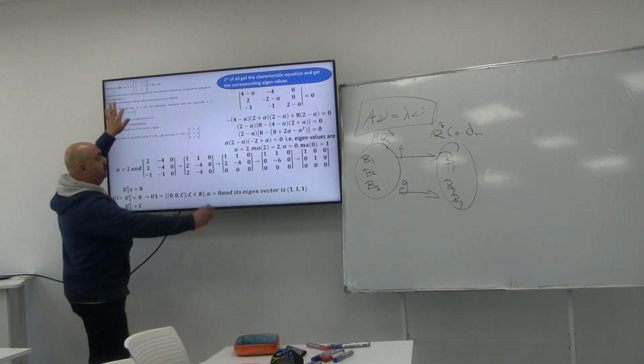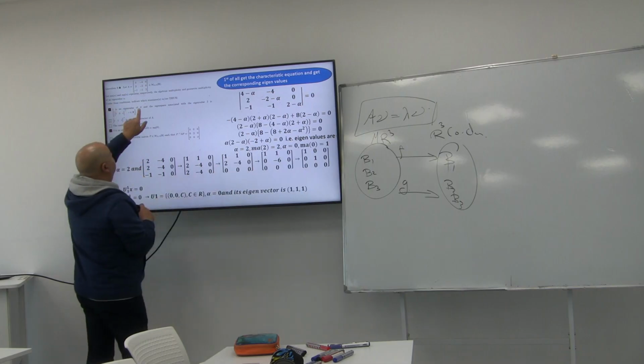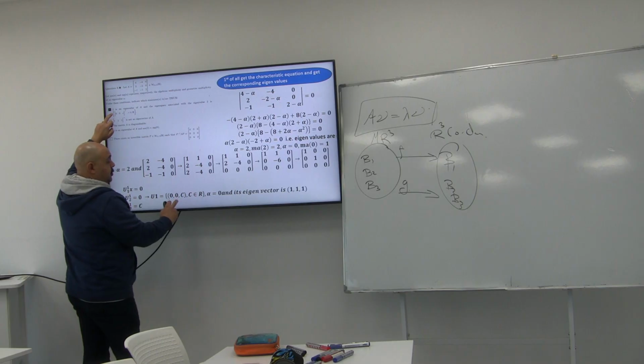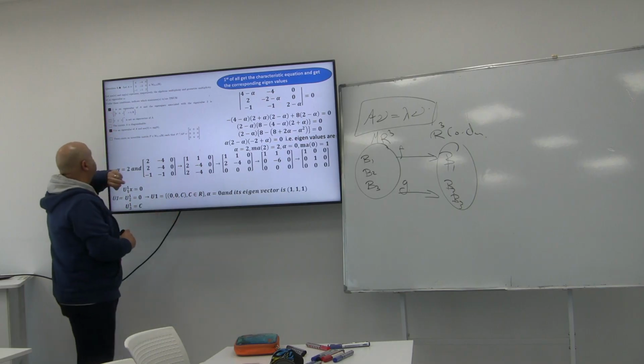2 is an eigenvalue, which is correct, of A. And the eigenspace associated with 2 is 0, 0, and C, which is correct. So number A is correct.